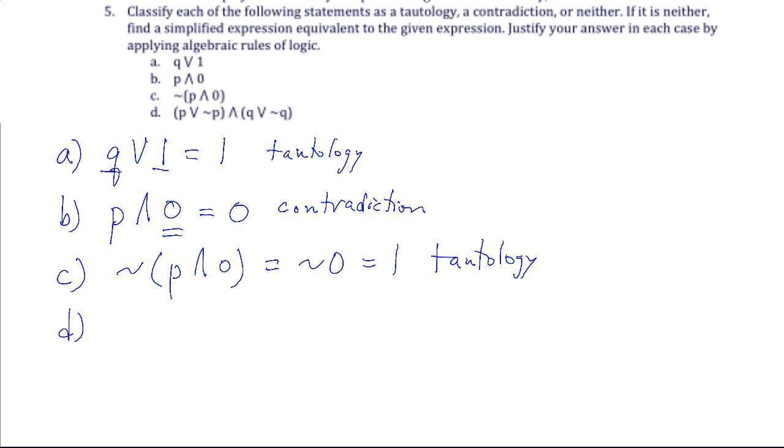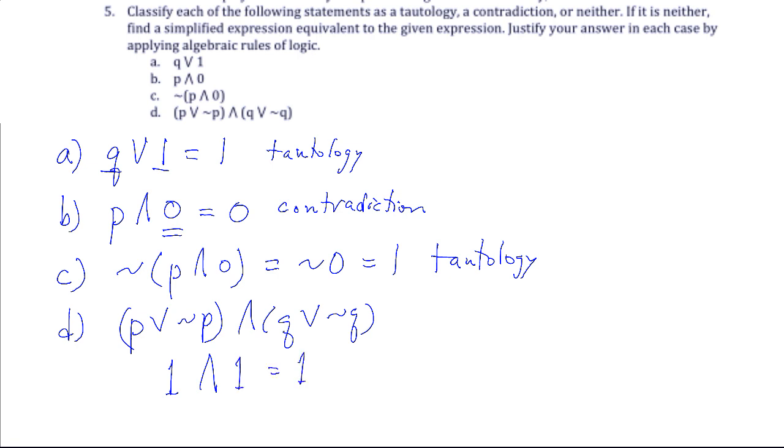Finally, part D, let's see here. P or not P, and Q or not Q. Okay, I recognize this because here we have one of those forms that's in that big table. And we just know that either P is true or not P is true. Same thing with Q. These are both tautologies. The left, P or not P is a tautology, and Q or not Q. So I have 1 and 1, which is always true. So this is a tautology.